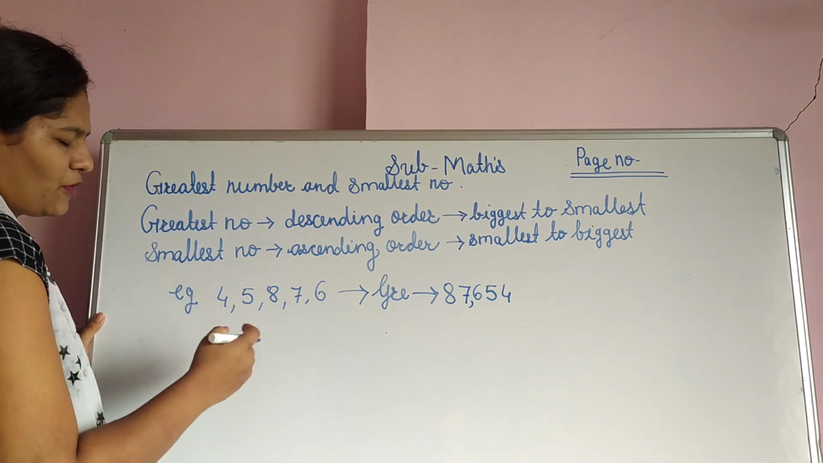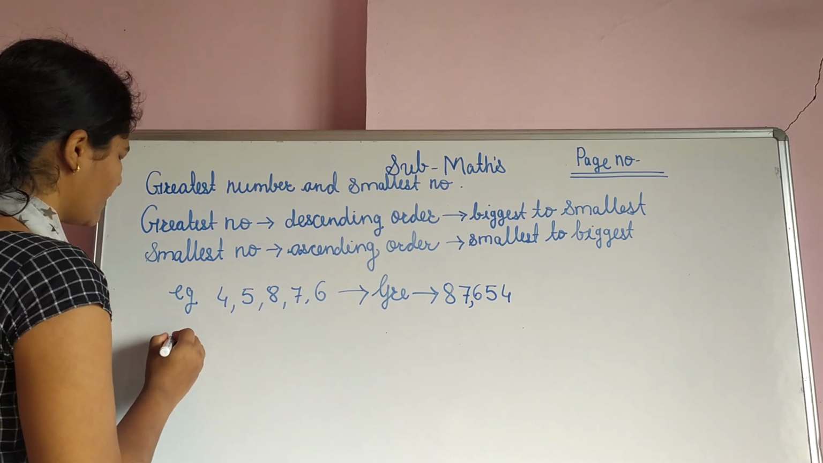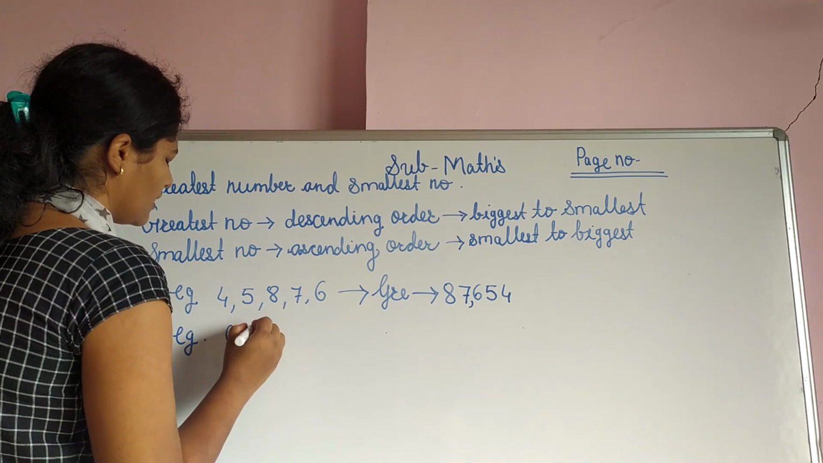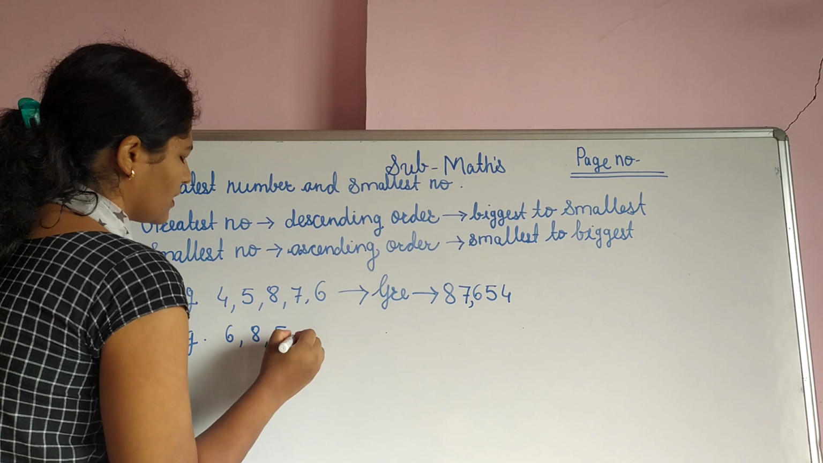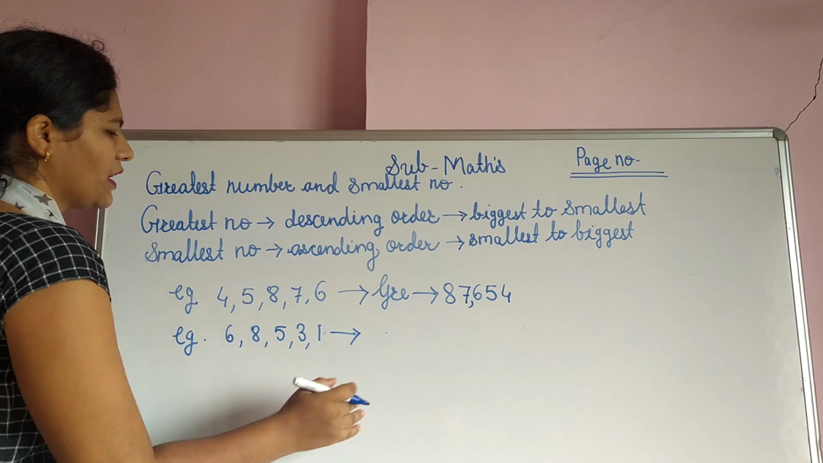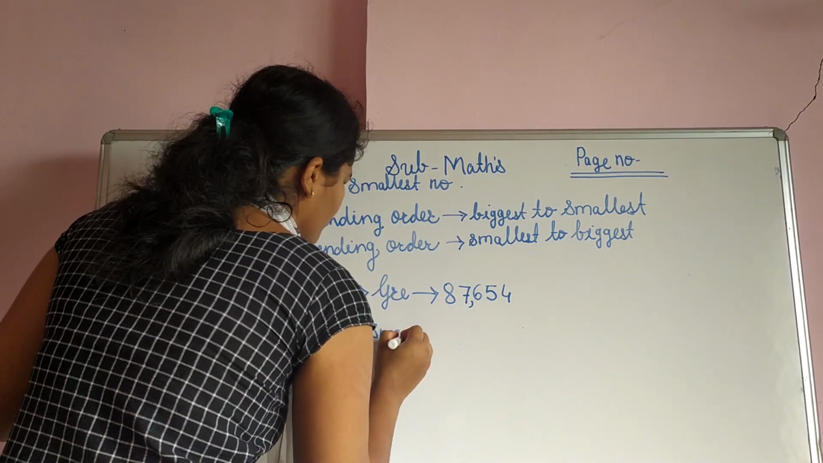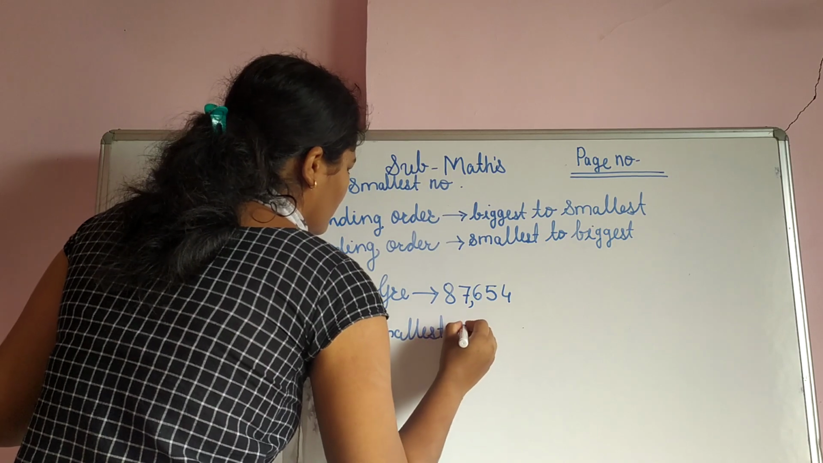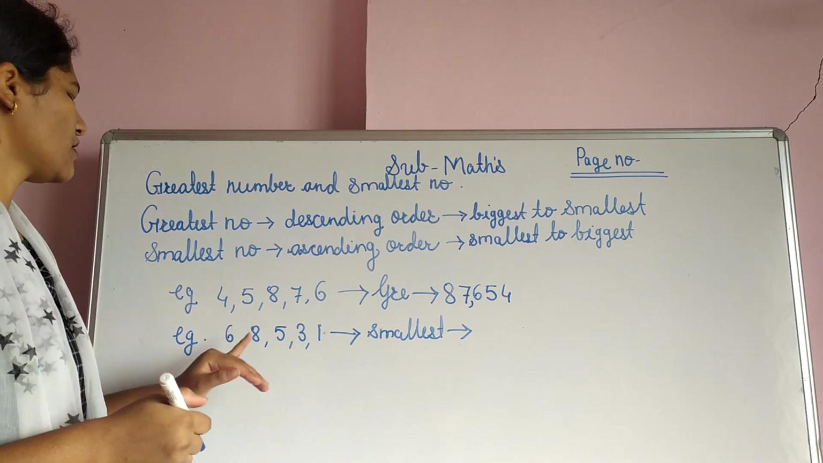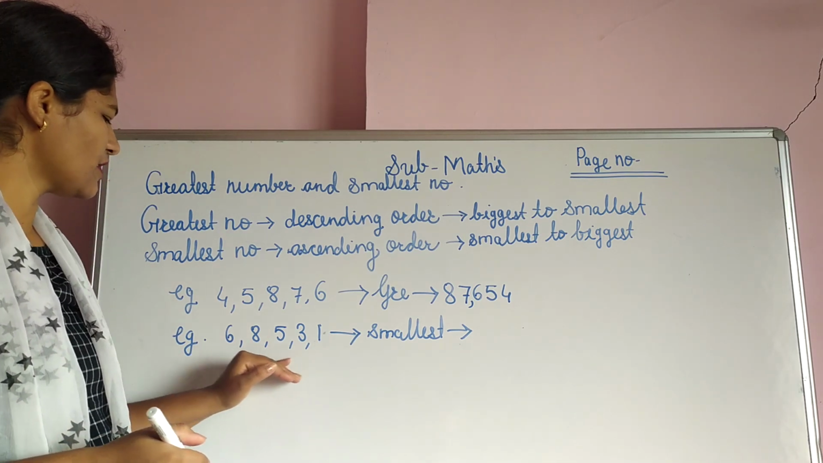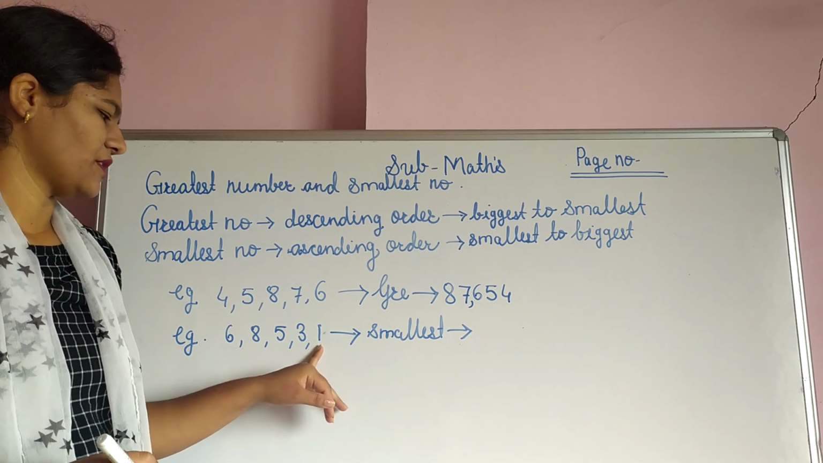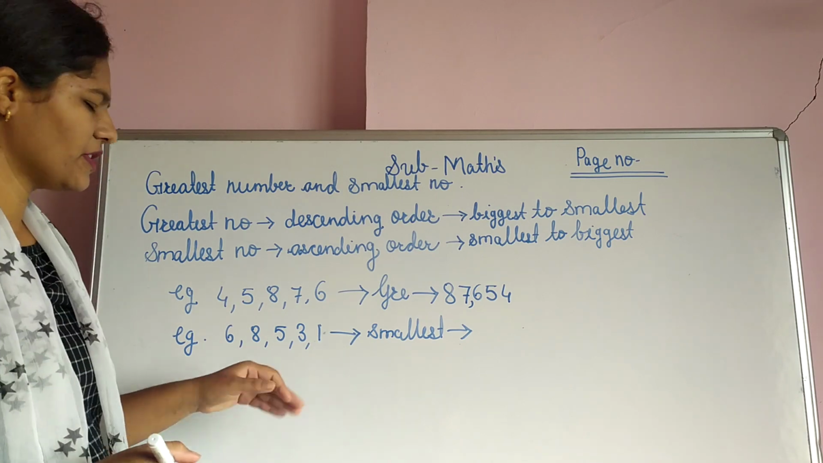For the smallest number, we can do the same. Otherwise, we will take the next example. Any other example? 6, 8, 5, 3, 1. Okay. So from this we will make the smallest number. So students, smallest number means we have to arrange these digits from small to big. So here, which one is the smallest digit? 6 is small, no. 8 not, 5 also not, 3 is not. Yes, 1 is smaller than all these digits. So firstly we write 1.